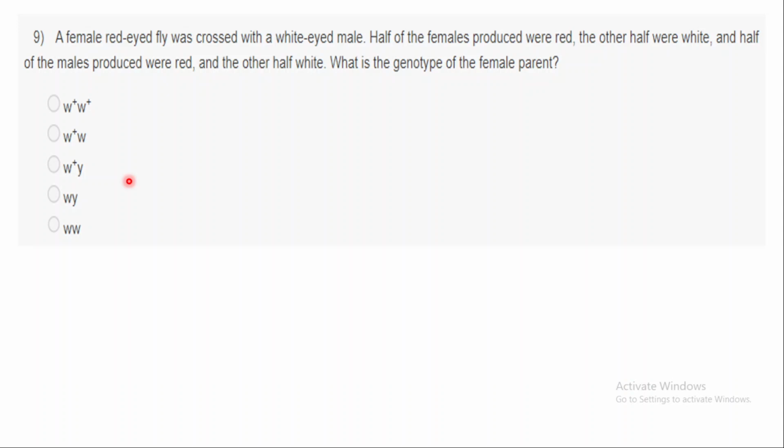You have to find out the genotype of the female parent, the female parent which was red-eyed, and the male parent which was white-eyed. What genotype should the female parent have to produce progeny frequencies in which half of each gender harbors the trait of both the father and the mother? You try to solve it. I'll wait for some more time because this question is a little tricky. I'll leave you with the question and the slides. Try to solve it and come up with an answer. Mention in the comment box what you think is the correct option.